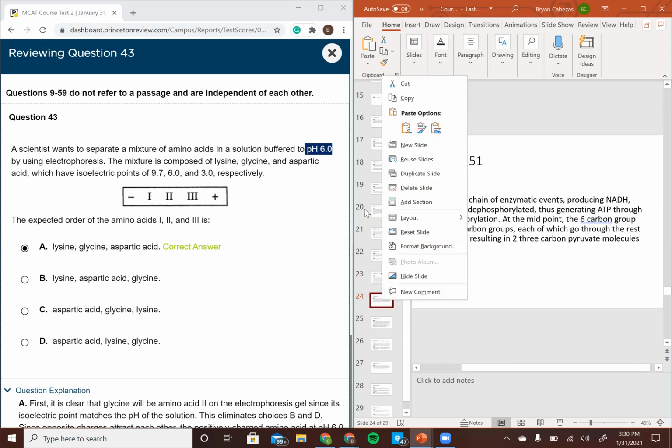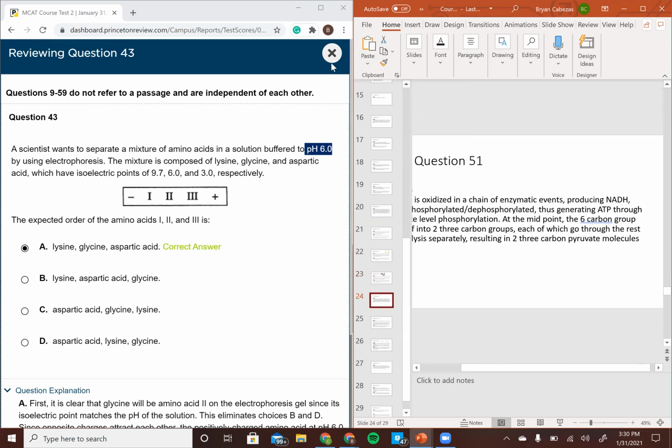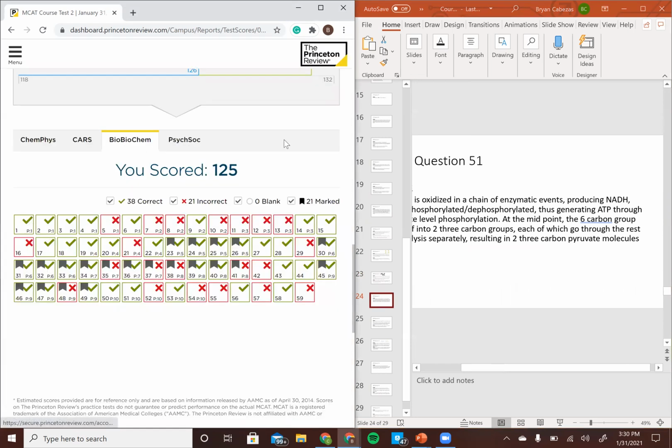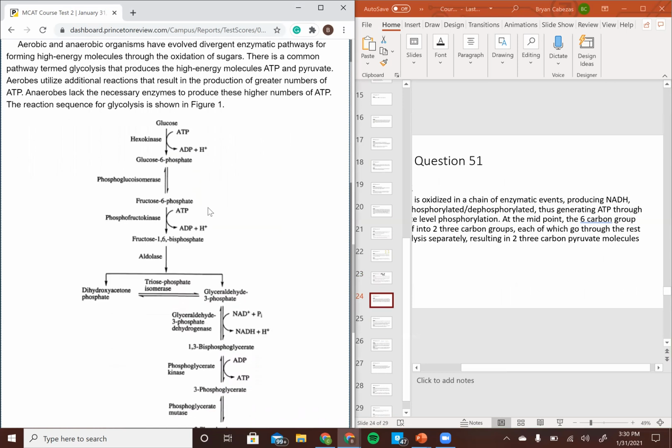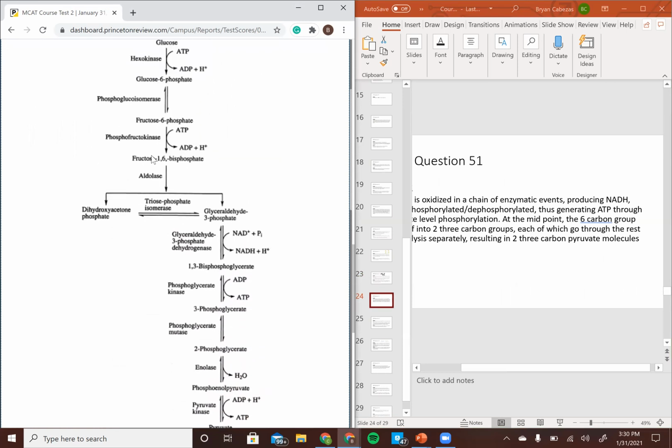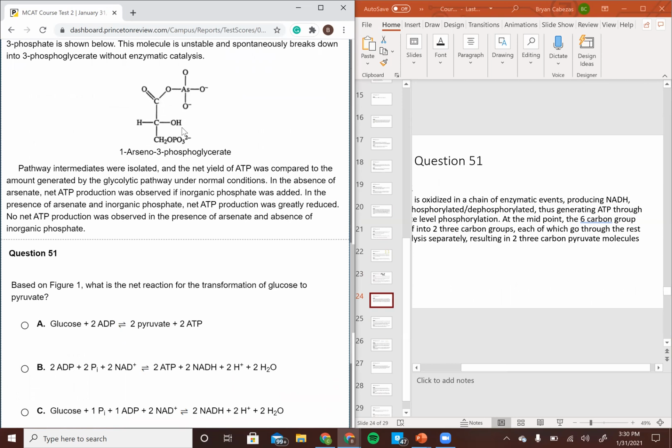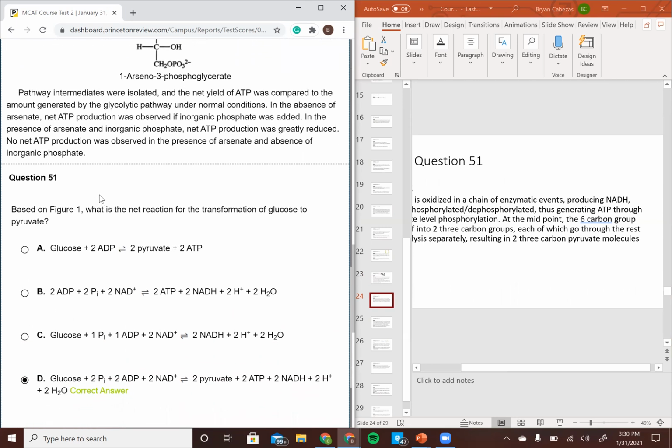Now we're going to do question 51. Ooh, sorry. All right, so here we have the glycolysis pathway nice and drawn out for us. And our questions are going to be about this. So question 51 is just a memorization question. It's based on figure 1, which is the net reaction for the transformation of glucose to pyruvate.